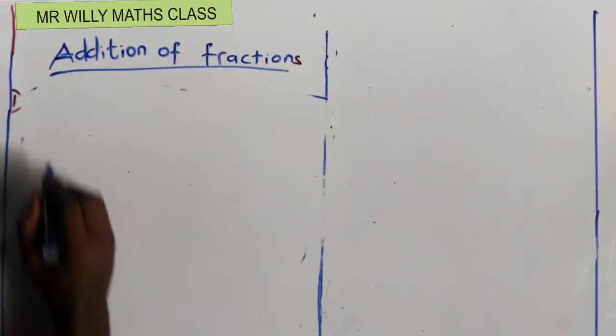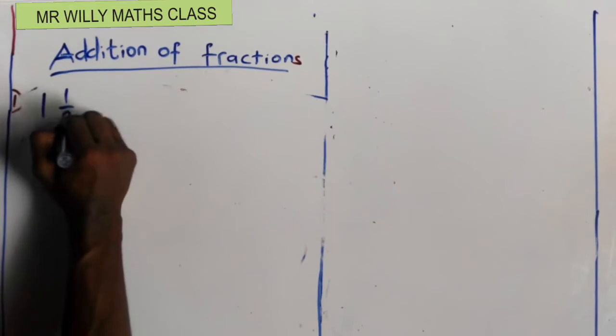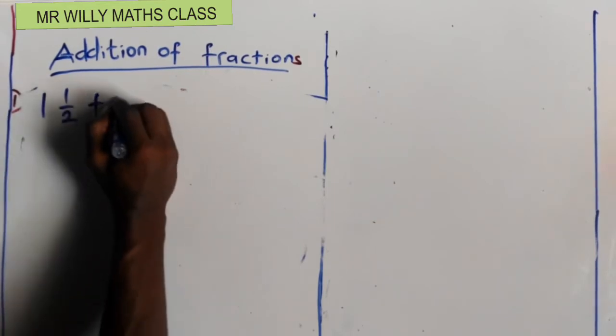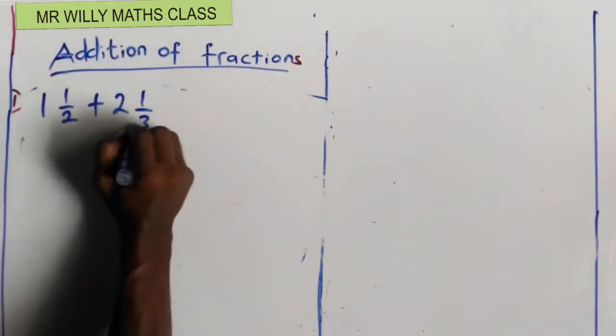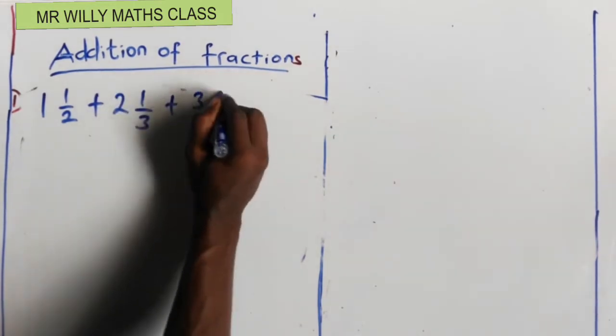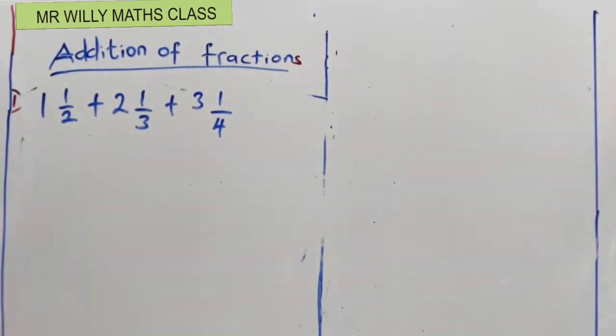Now let's assume that you have something like this: 1 whole number 1 over 2 plus 2 whole number 1 over 3 plus 3 whole number 1 over 4. Now we're using the first method. What's the first method? You know that these are mixed fractions.